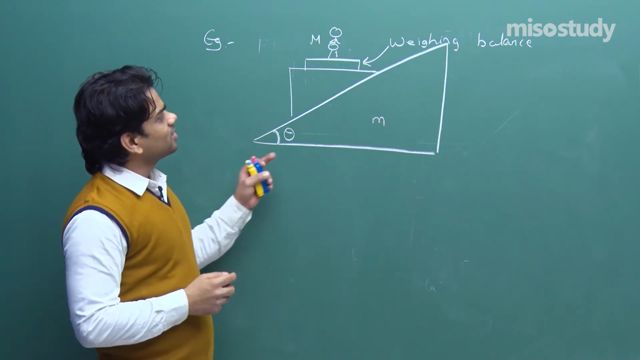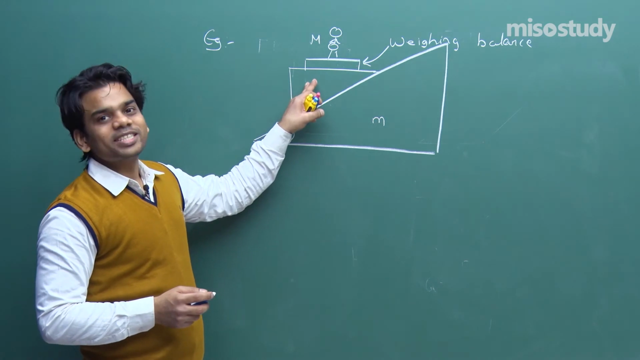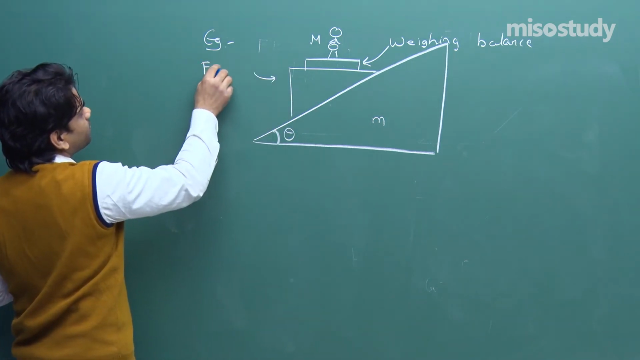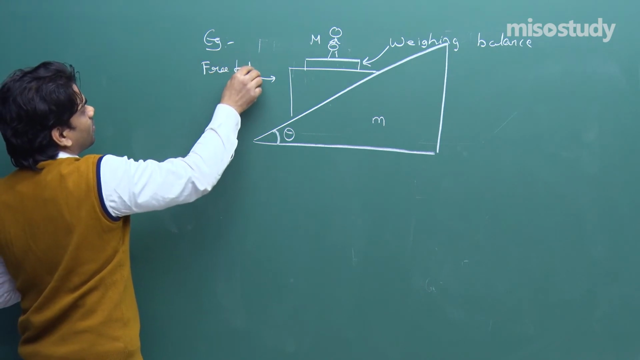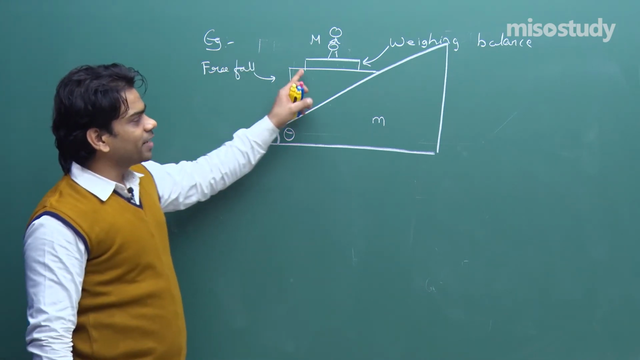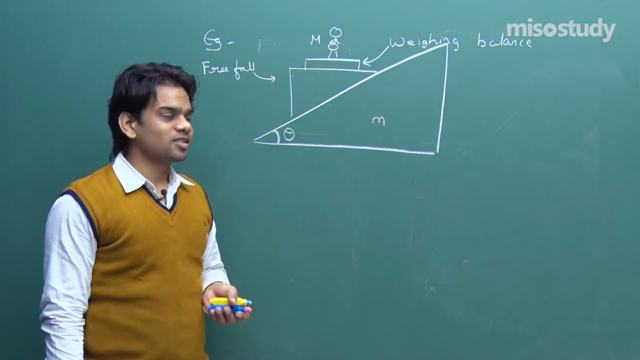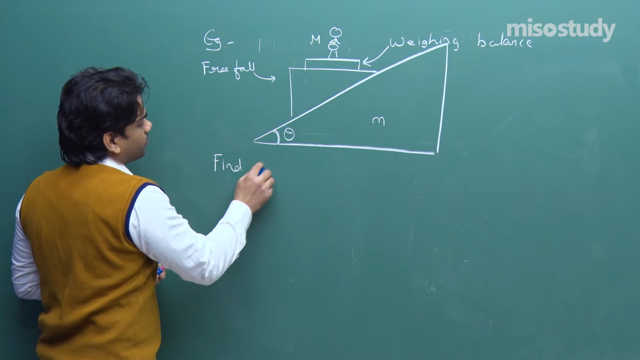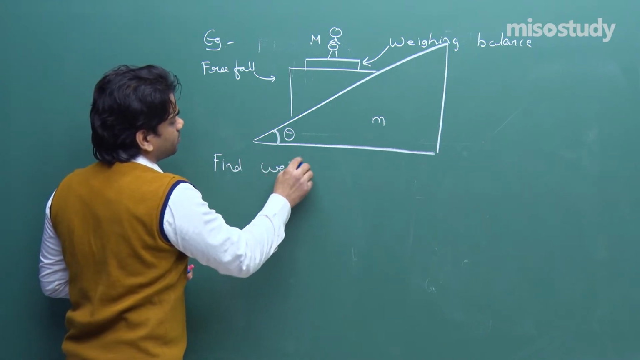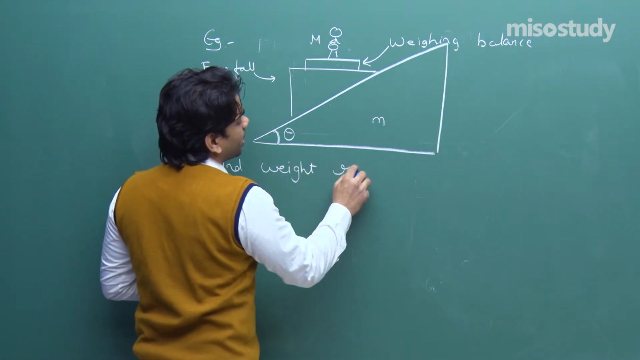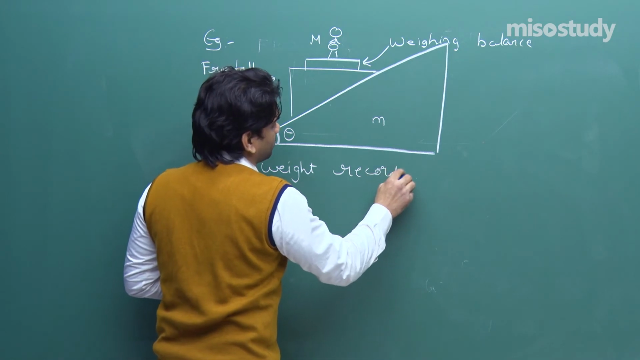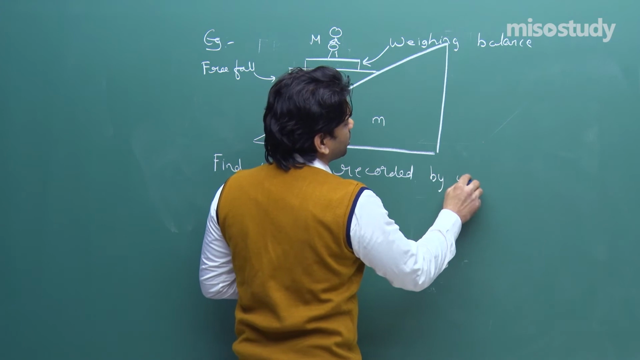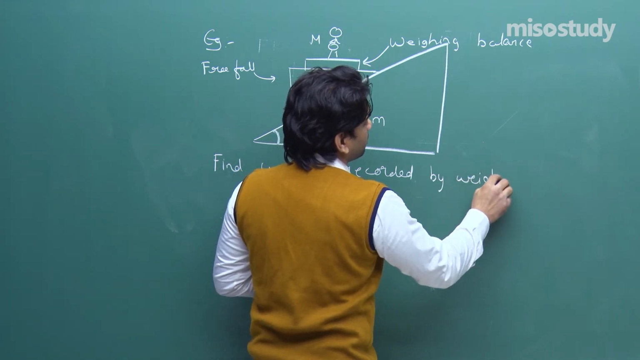Now it has been asked, find out, if this wedge is under free fall, find out the weight recorded by the weighing balance. Let's say this is the question. So we have to find out the weight recorded by the weighing machine. This is what is the requirement.